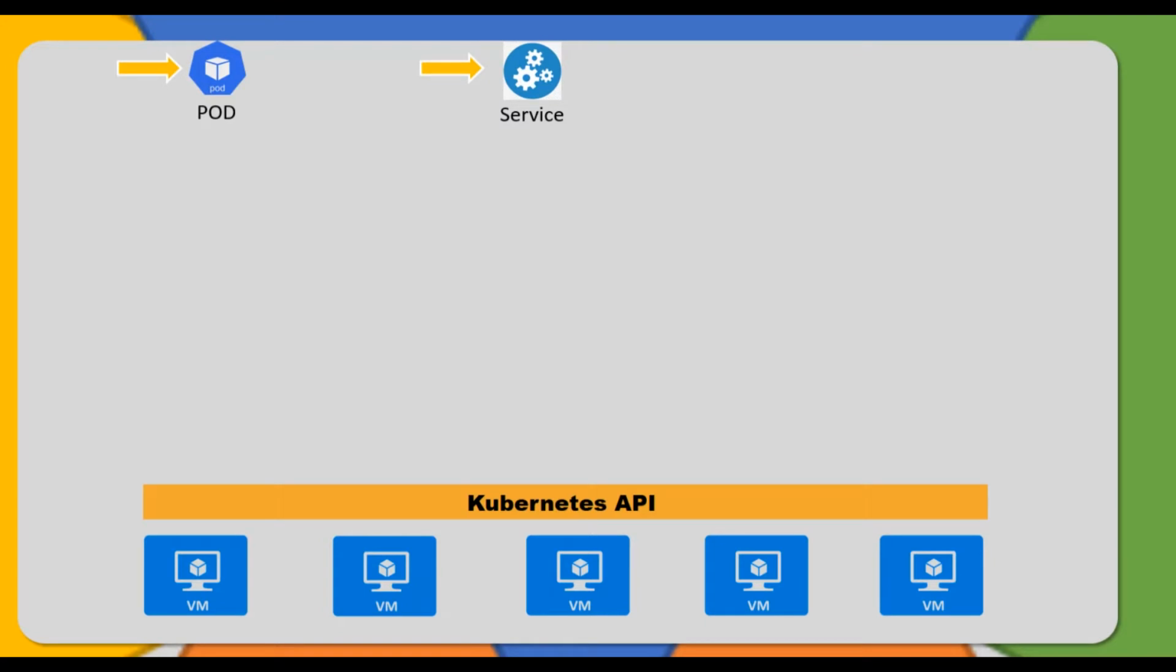The second resource is services. Services are used for communication when we want to access the application from outside the cluster. So we use a service.